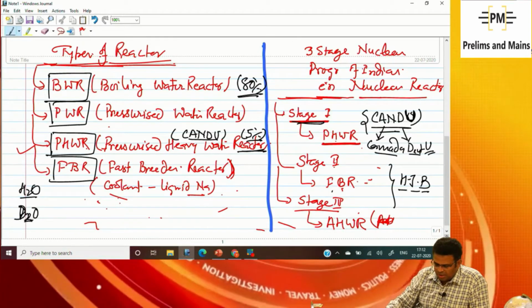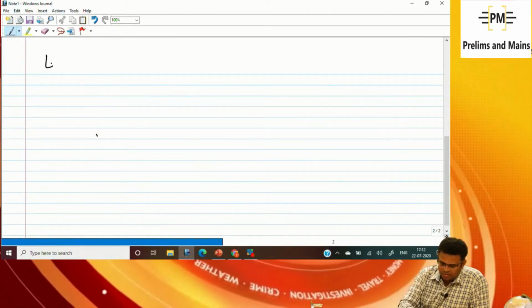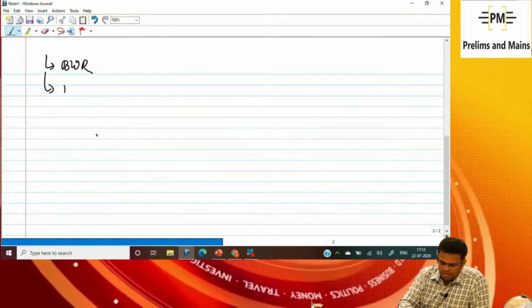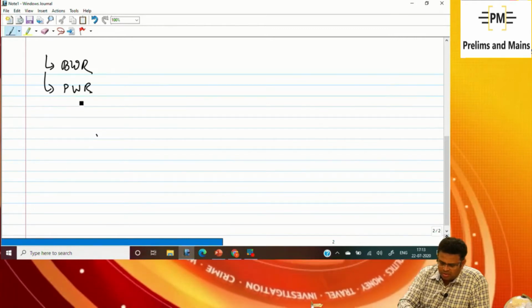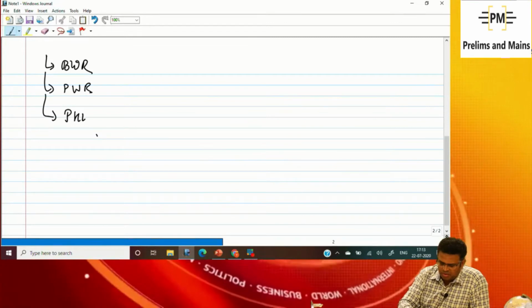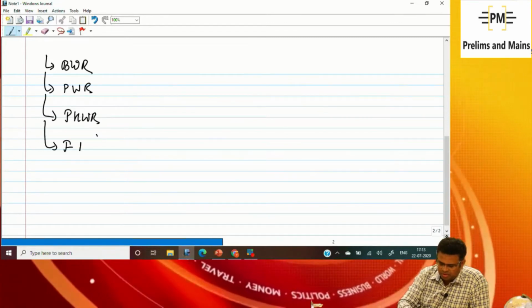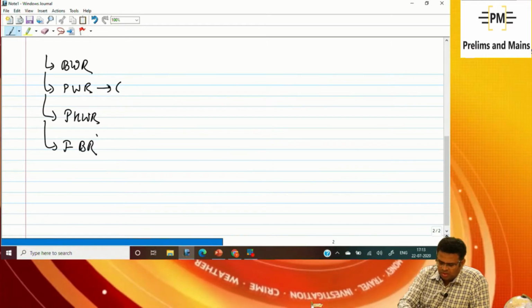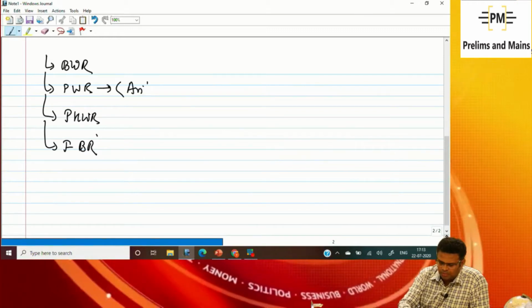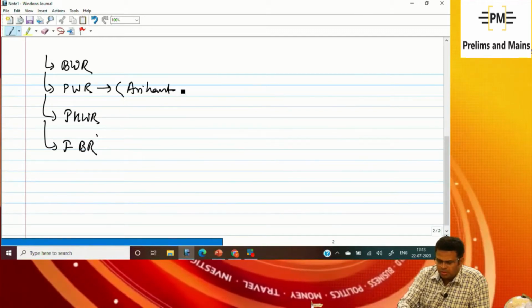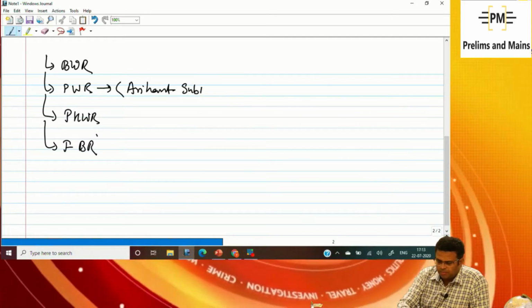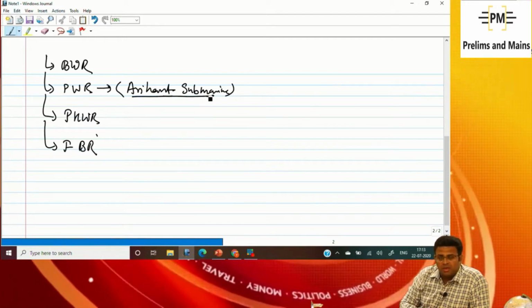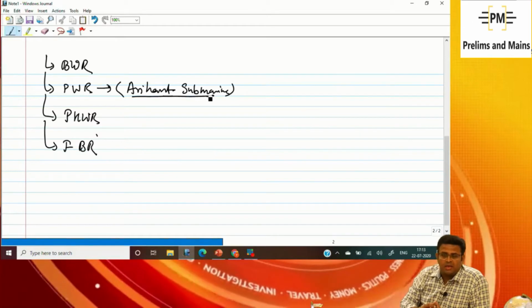Next, again, which are the types of reactor? First it is boiling water reactor, thereafter pressurized water reactor, then pressurized heavy water reactor, and then fast breeder reactor. The boiling water reactor and pressurized water reactor, if you see, are utilized in our Arihant, you know, our submarine. We have seen that our Arihant class submarine has nuclear power.